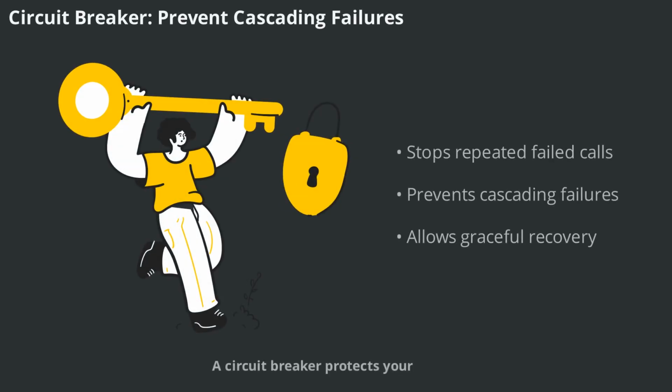A circuit breaker protects your system from repeatedly calling failing dependencies. In distributed systems, if a downstream service fails, the upstream service might keep retrying, making things worse. The circuit breaker monitors failure rates, and if they exceed a threshold, it opens the circuit and temporarily stops calls to the failing service.